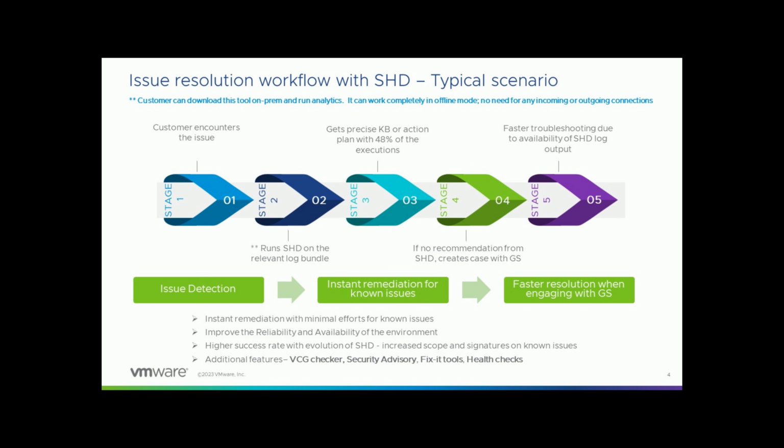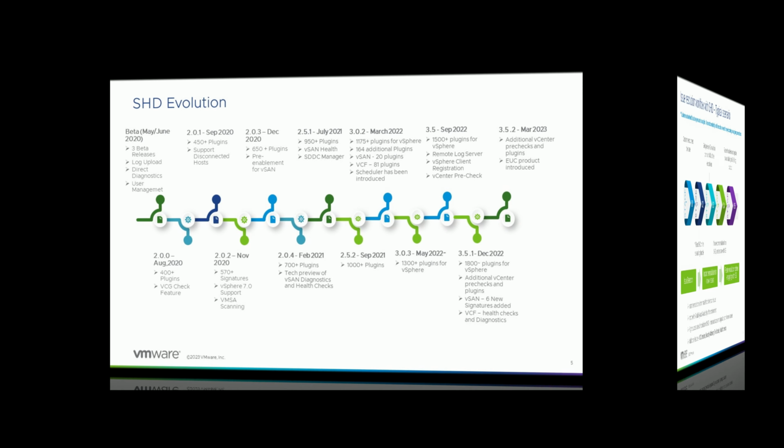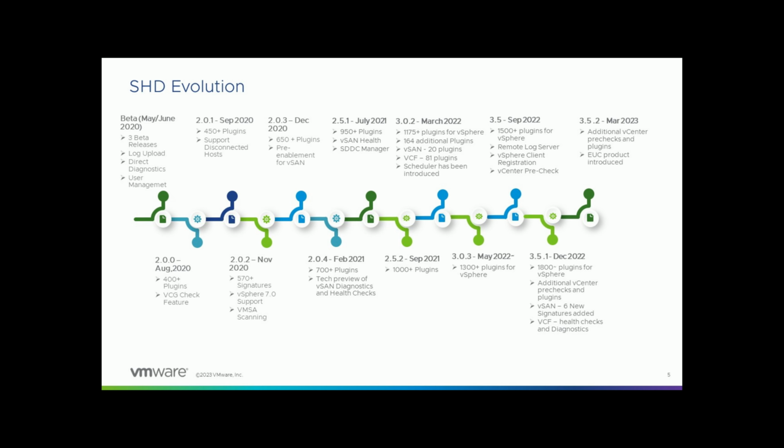Now let's review a scenario where the Skyline Health Diagnostics tool is installed in the environment. Your environment runs into an outage. As a site admin, you will execute SHD Diagnostics. The tool is capable of providing precise knowledge base articles or action plans with 48% accuracy. This way we have a faster solution with reduced time taken. Here is the quick view of the evolution of SHD.